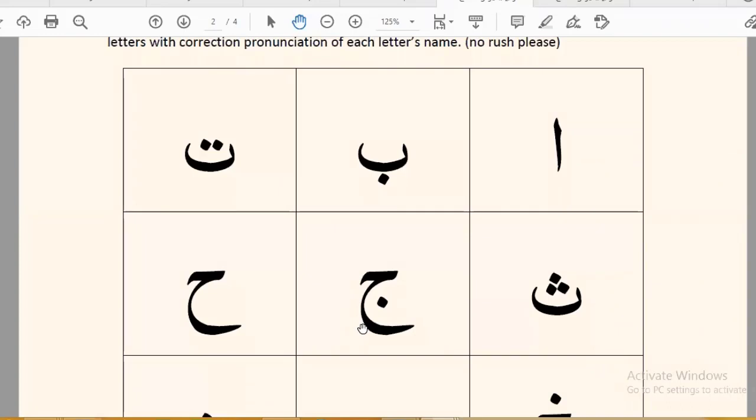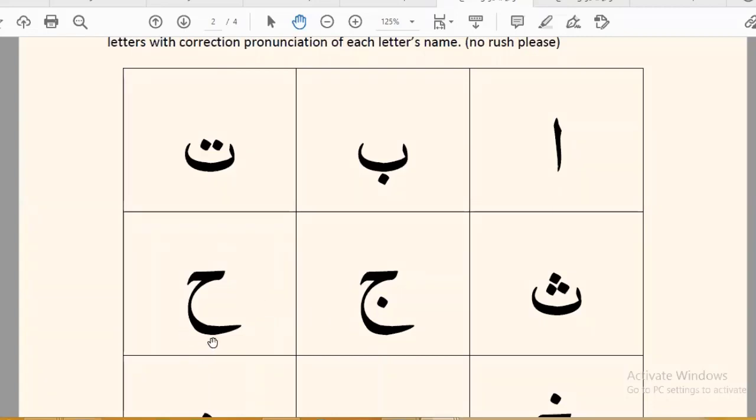Let's move on to the next letter. Now, this letter over here, we can see that the basic shape is like this, and then we have a dot placed in the belly of the letter. So this is the letter Jim. Jim. Perfect. Excellent. Really good pronunciation.